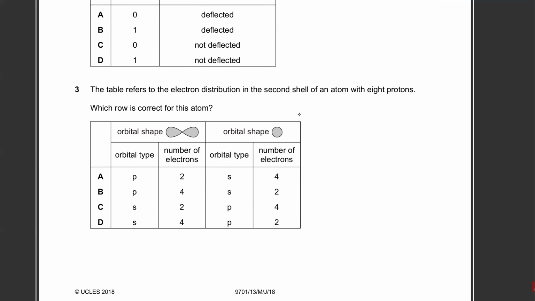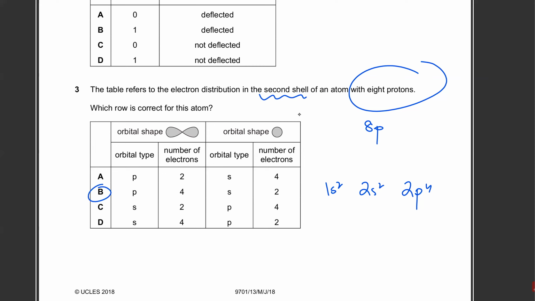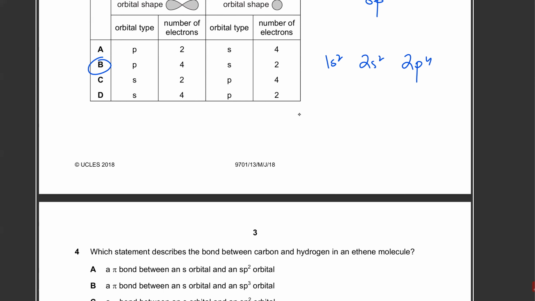The table refers to the electron distribution in the second shell of an atom with 8 protons. So which row is correct for this atom? Second shell electron distribution. It's supposed to be 1s2, 2s2, 2p4, right? So in the second shell, it's S, and it has 2 electrons, and then the other one is P. The dumbbell shaped is P. And it has more electrons. So it's B, yeah. Okay.